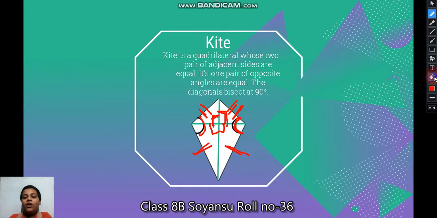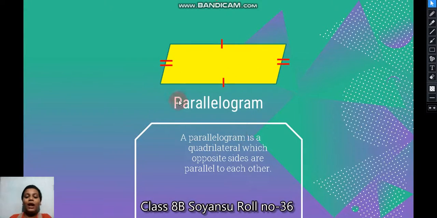Okay, so kite's 2 angles are equal, 2 pair of sides are equal, and all the diagonals bisect at 90 degree. Okay, so these are the properties of kite. Now we will go ahead to parallelogram.